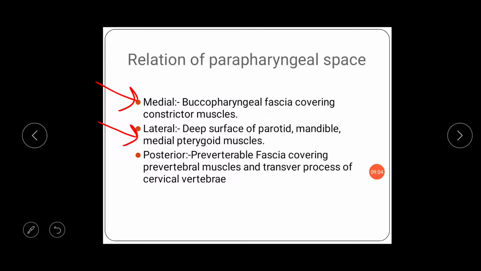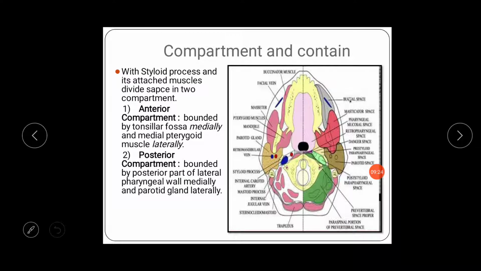Laterally, it has the deep surface of the parotid, mandible, medial pterygoid muscle, and submandibular gland. The posterior part contains the prevertebral fascia covering the prevertebral muscles and the transverse process of the cervical vertebra. Now this parapharyngeal space is usually divided into two parts with the attachment of the styloid process and attached muscle to it. It is divided into two compartments. Anterior to the styloid process is the anterior compartment, and posterior to the styloid process is the posterior compartment.